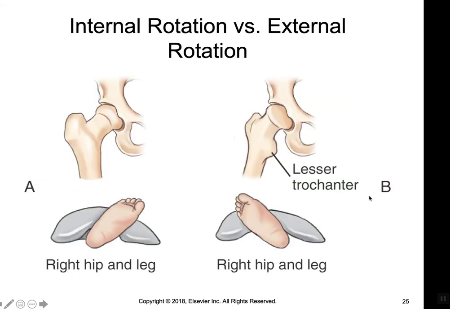So then you have your internal versus external rotation. Internal rotation, again, when you have that foot turned 15 to 20 degrees, you're not going to see the lesser trochanter at all. If the foot is straight up and down, you're going to see it as we saw it in the picture before. If the right hip and leg are completely external, you're going to see the entire lesser trochanter in profile.